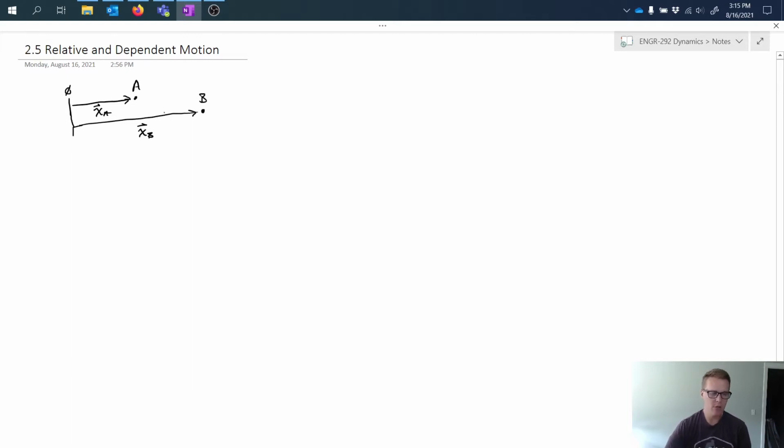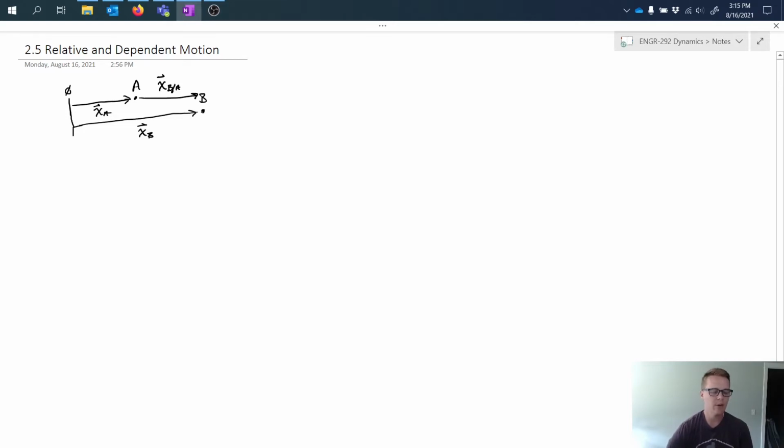We can also, though, define the position of particle B with respect to particle A by drawing a vector between those two. Now in this case, this would have a unique label because it's a different measurement, and typically how I would write this is that it is the position of B relative to, using a slash, particle A. So I'm saying it's the position of B relative to A, written in that way.